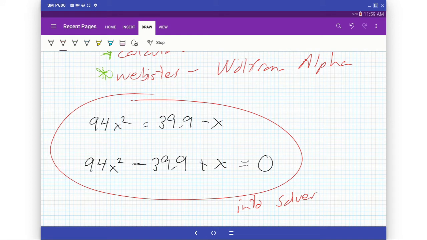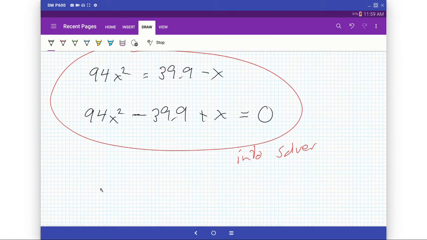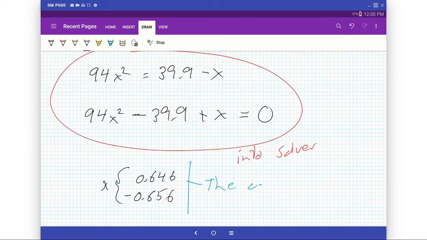In this case, it will tell you what the two roots of the polynomial are, and x belongs to the set of 0.646 and negative 0.656. Those are the two values of x. The key part of this is the correct root gives all positive concentrations.